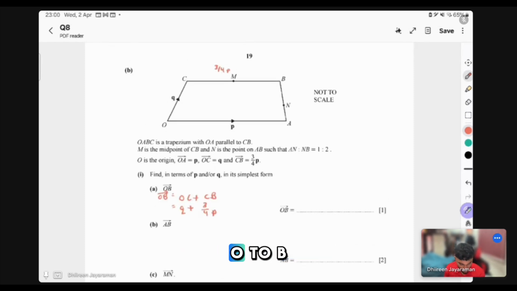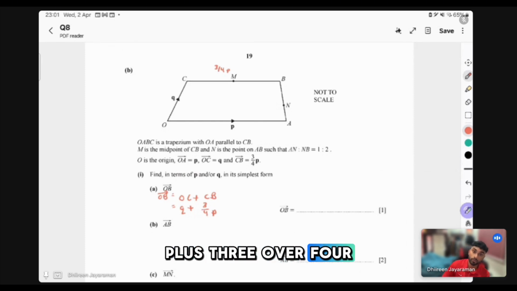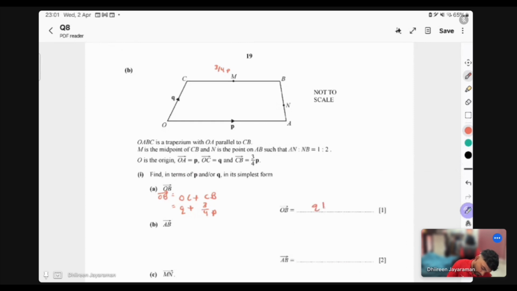To get from O to B, you can go along OC and CB. They stated that CB equals 3 over 4 p and OC equals q. You just do q plus 3 over 4 p and you'll get your answer.